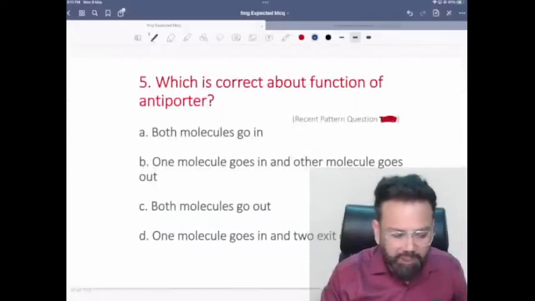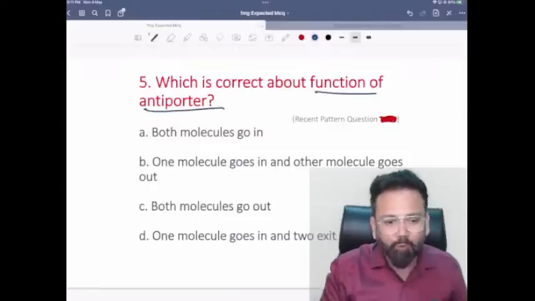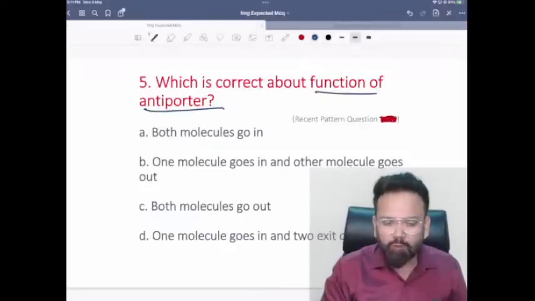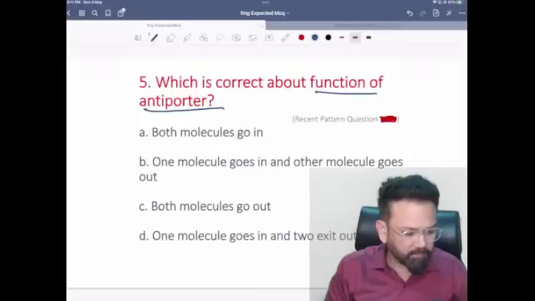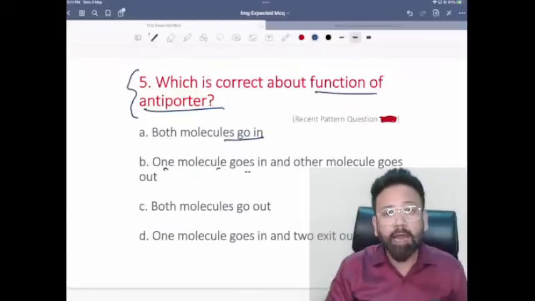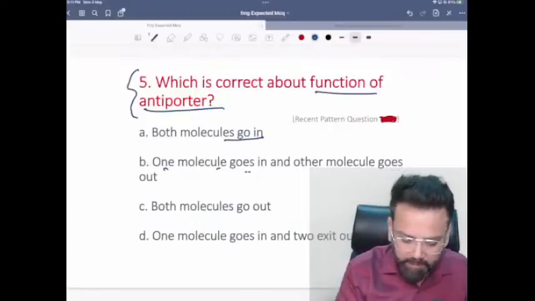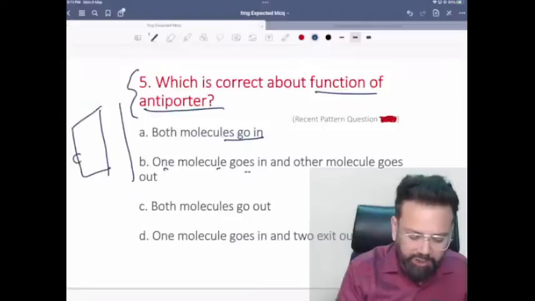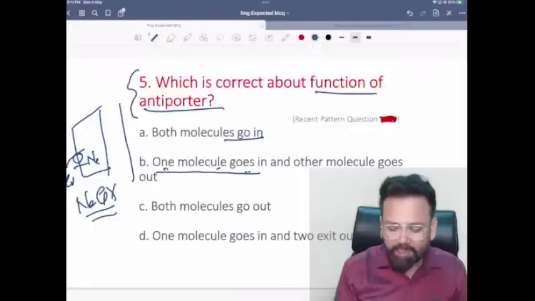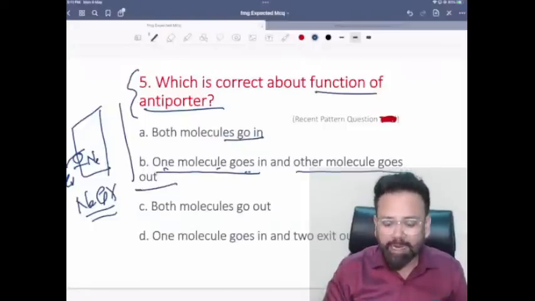Next question. Which is correct about the function of antiporter? Antiporter के लिए क्या सही है डॉक्टर? Is it secondary active transporter, or primary active, or is it passive transporter? Both molecules go in, or one molecule goes in and the other goes out. The name itself is suggesting the answer. Antiporter. For example, if you remember in your DCT, there is a channel which releases calcium but causes influx of sodium. This is called the sodium calcium exchanger. In antiporter, one molecule goes in and the other molecule goes out. This is called an antiporter.